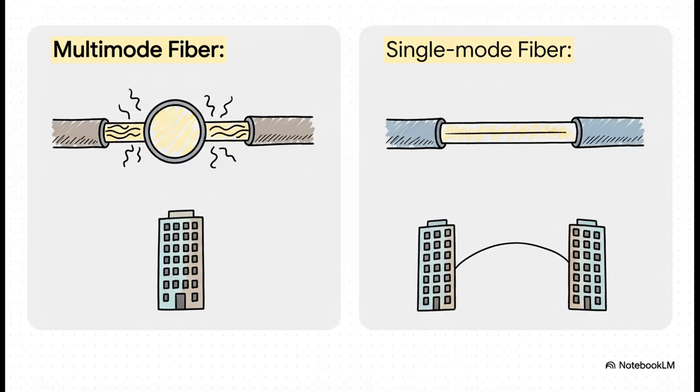Then you have single-mode fiber. This stuff is the real deal. It has a super narrow core and uses a powerful laser that shoots the light in a nearly perfect straight line. This allows the signal to travel for miles and miles. We're talking across cities. It's more expensive, but it's the champion of long-distance communication.